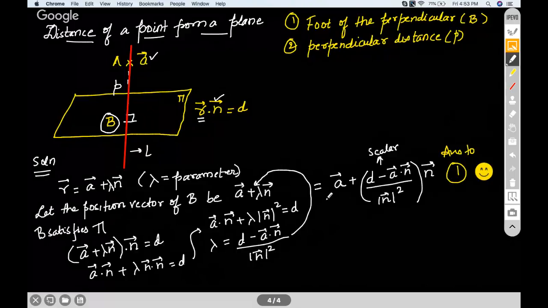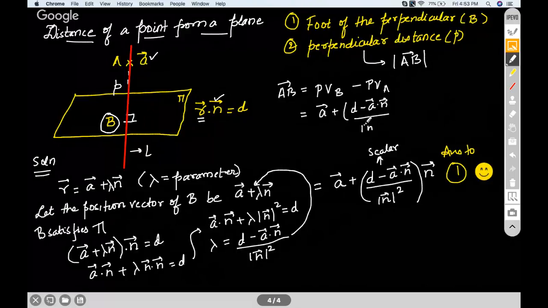Okay. Good. Now, having got the position vector of B, what is the length of the perpendicular, or the perpendicular distance? It is nothing but mod AB vector. So what is AB? AB vector is position vector of B minus position vector of A. Position vector of B is A plus (D minus A dot n) by mod n square times n, minus position vector of A, which is A itself. A and A get cancelled off. So I'm left with (D minus A dot n) by mod n square times n vector.